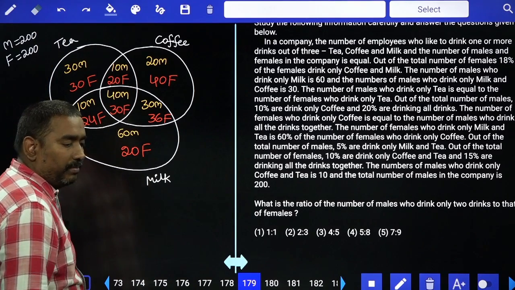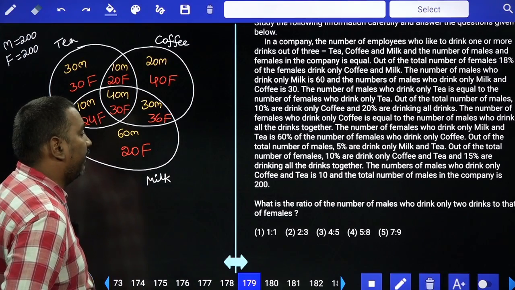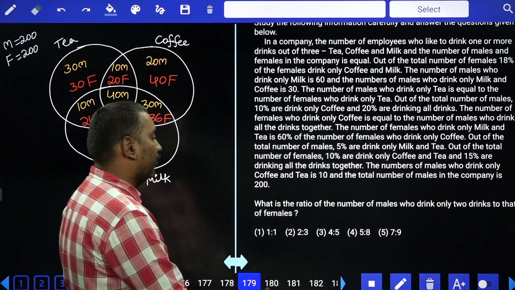What is the ratio of the number of males who drink only 2 drinks to that of females?